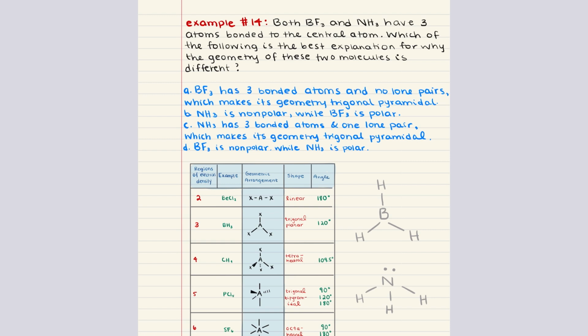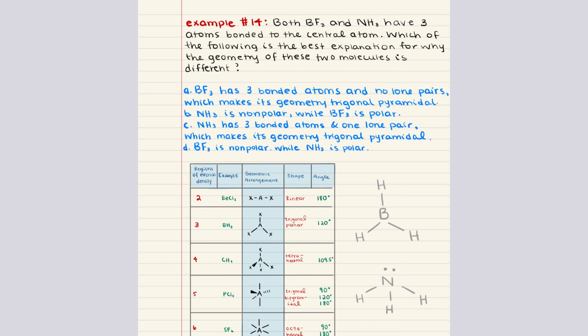So according to VSEPR theory, the shape of a molecule is determined by the number of bonding pairs of electrons and lone pairs of electrons around the central atom. Electron pairs repel each other, and so they try to adopt an arrangement that minimizes these repulsions, and that determines the geometry of the molecule. So let's work through the geometry of boron trifluoride and ammonia.